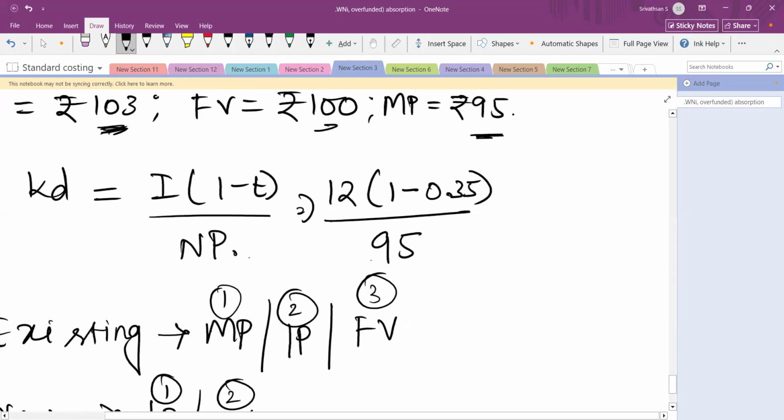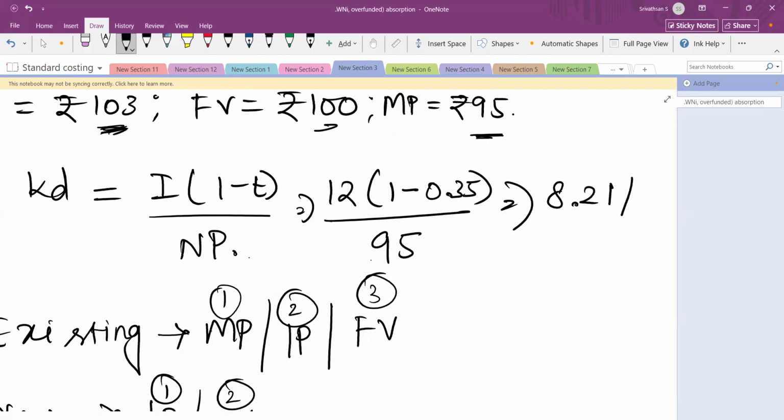So what will be the cost of debt? 12 into (1 minus 0.35), we get 7.8, divided by 95. We get 8.21%, which is the cost of irredeemable debt.